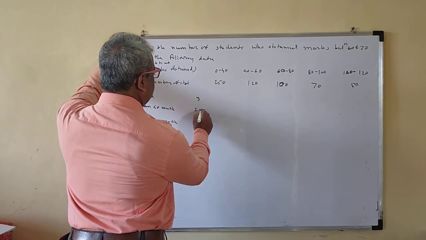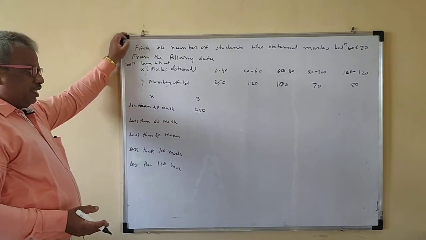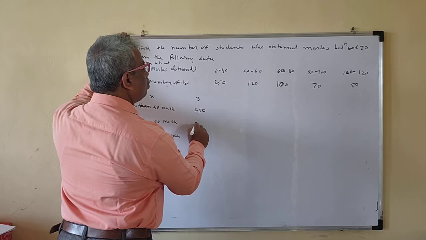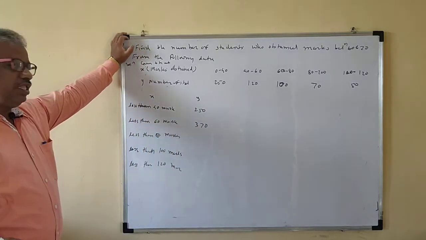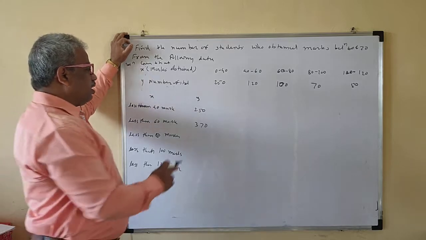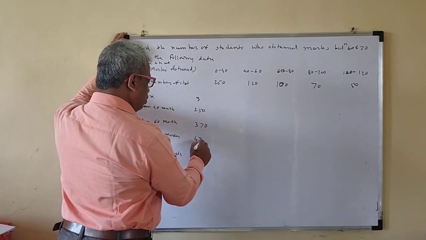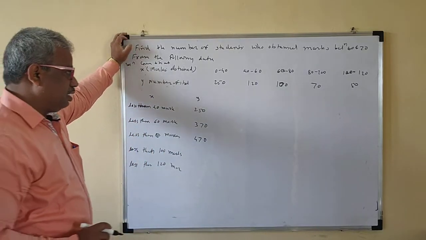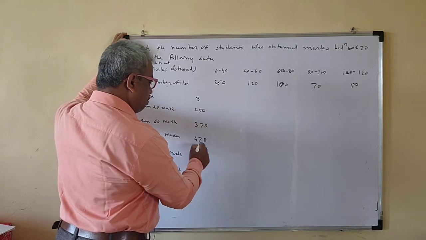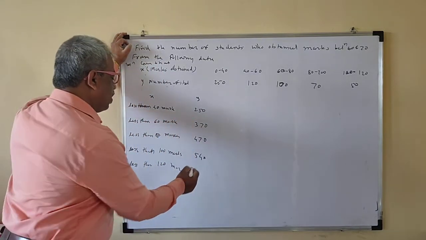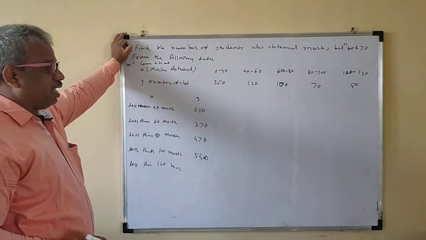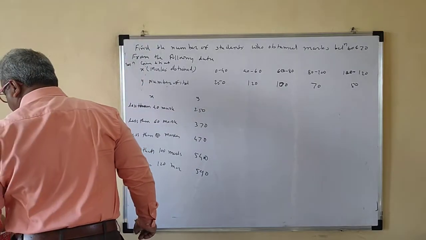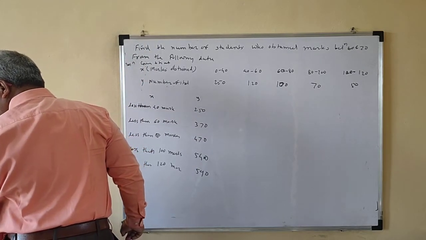Then 250. Below 40, that means less than 40, they are 250. Then you have to add this one. This is then 370. 370 students got less than 60 marks. Then 370 plus 100, that is 470 got less than 80 marks. Then 540, you add 470 plus 70 is 540 students got less than 100 marks, and then 590 students got less than 120 marks.